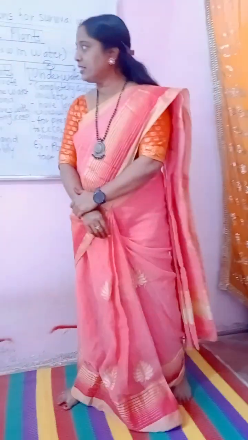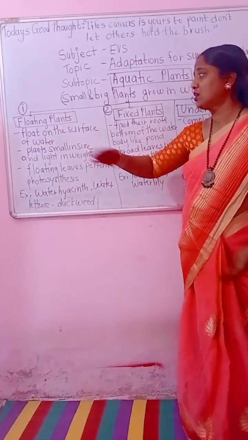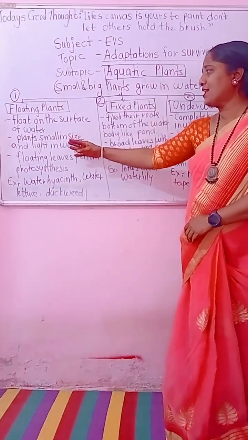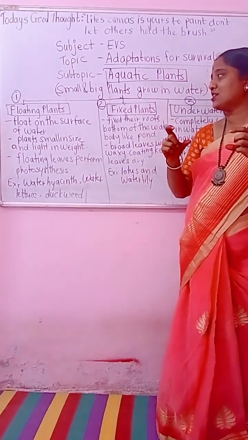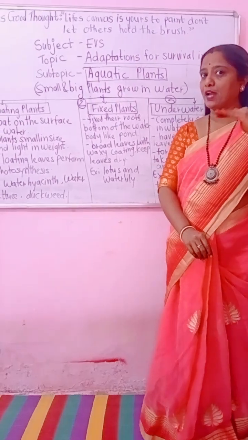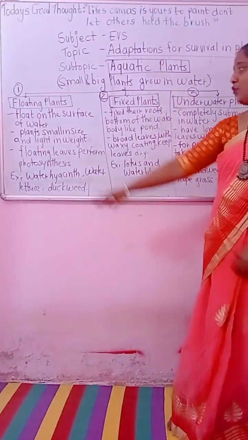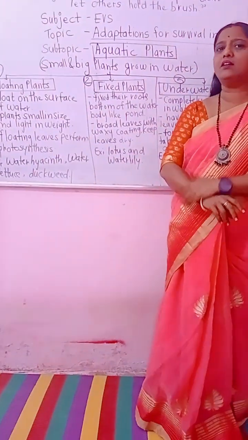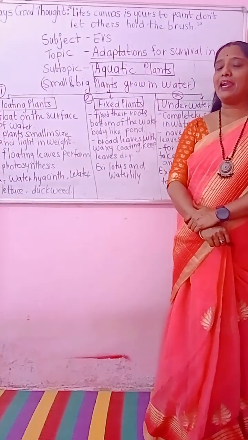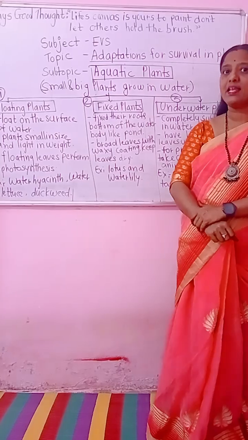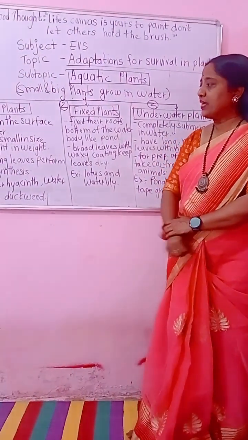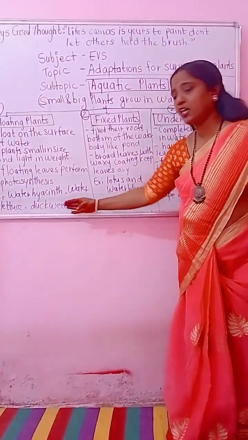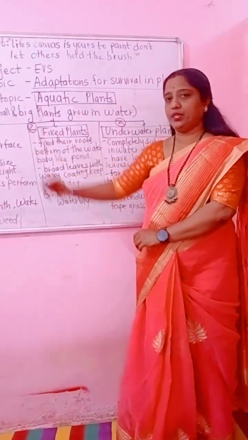What is the meaning of floating plants? Floating plants float on the surface of the water. These plants are small in size and light in weight, because of that they float on the surface of the water. Floating leaves perform photosynthesis. The floating leaves are green in color and they perform photosynthesis. That means they make their own food with the help of sun rays and chlorophyll pigments. The examples of floating plants are water hyacinth, water lettuce and duckweed.